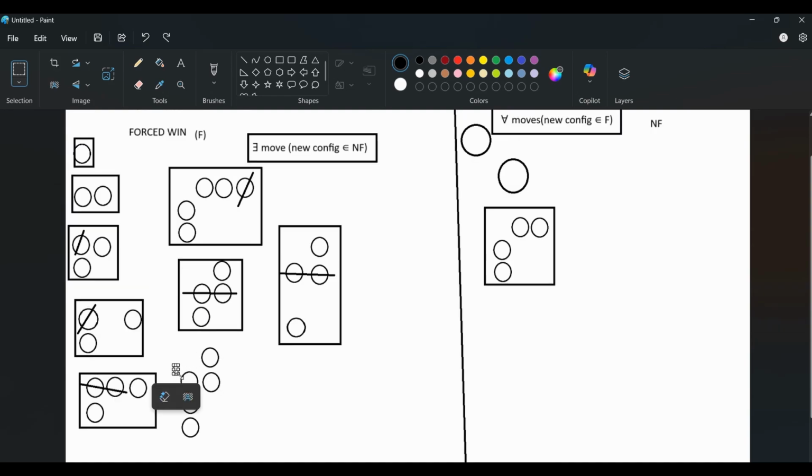But if I remove only this token, it seems like this belongs to NF because no matter what move you do, you find it in F. But there's one specific move that you can do, which is this. If you remove only this token, then this configuration belongs to NF. And so we would want to have such a configuration because there is a strategy, after playing the strategy, that this configuration belongs to NF.